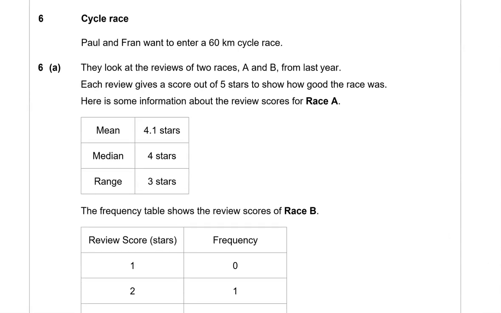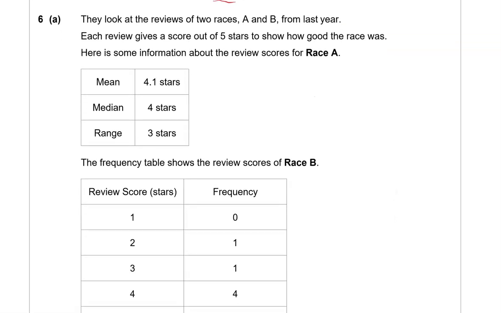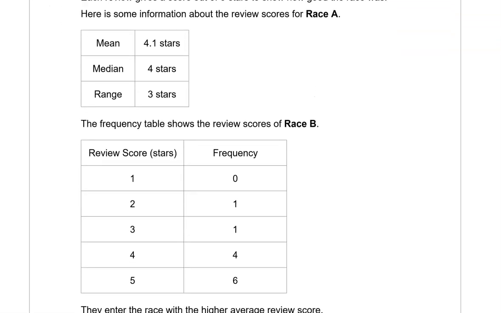Cycle race. Paul and Fran want to enter a 60-kilometer cycle race. They look at the reviews of 2 races, A and B, from last year. Each review gives a score out of 5 stars to show how good the race was. Here is some information about the review scores for race A. We've got mean, 4.1 stars, median, 4 stars, range 3 stars. The frequency table shows the review scores of race B.